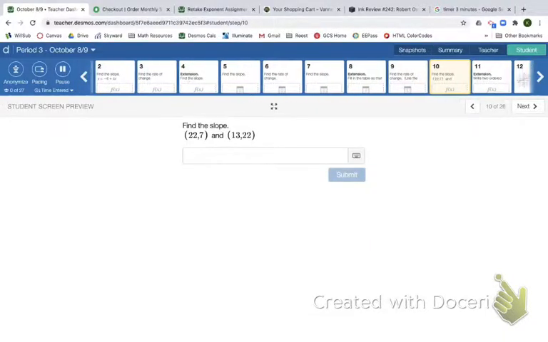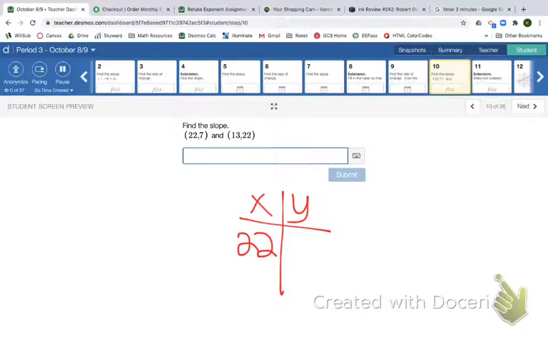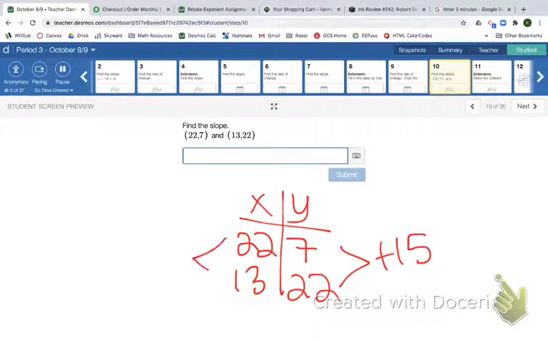For question number 10, you have our ordered pairs here of (22, 7) and (13, 22). This one has been really tricky for most people. From 7 to 22, what are we doing? We are going up 15. From 22 to 13, we're going down 9.